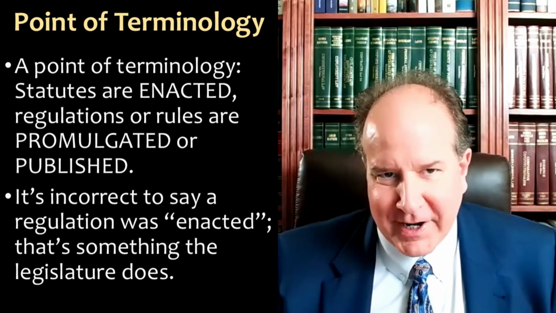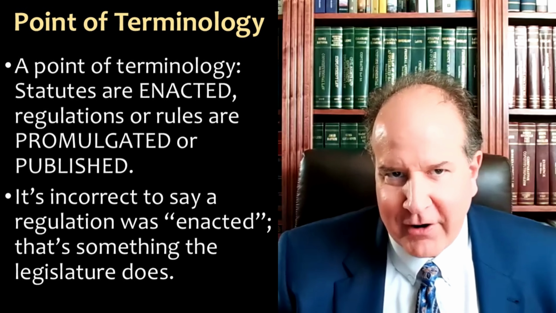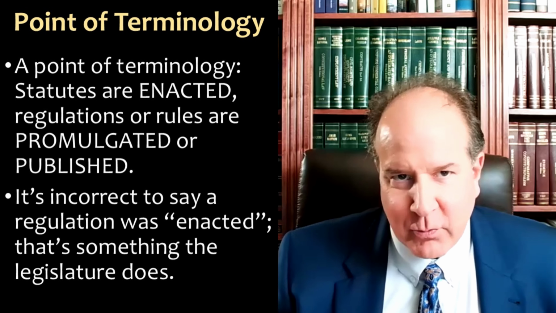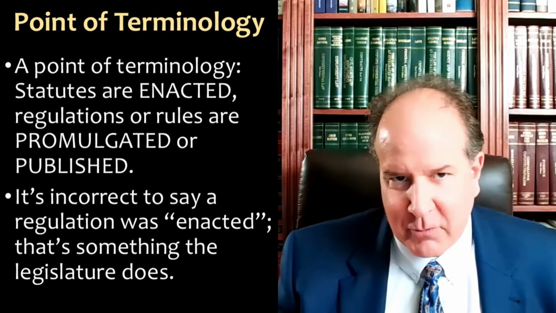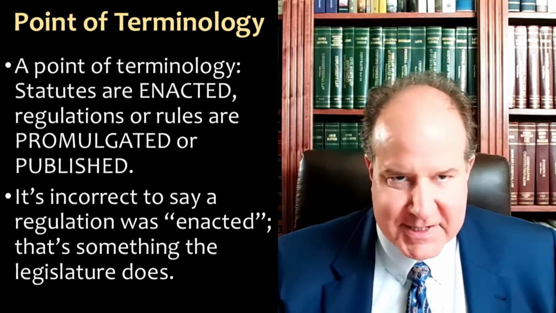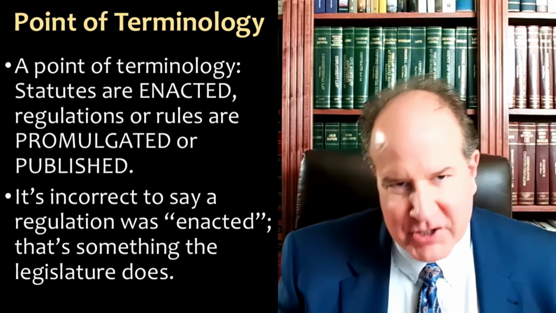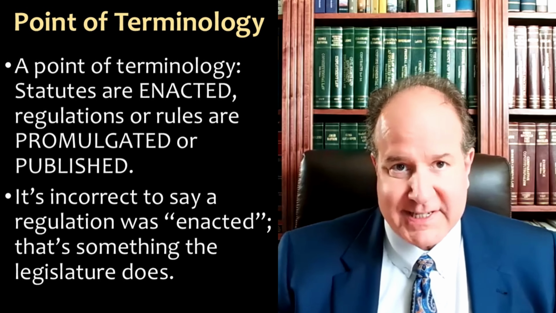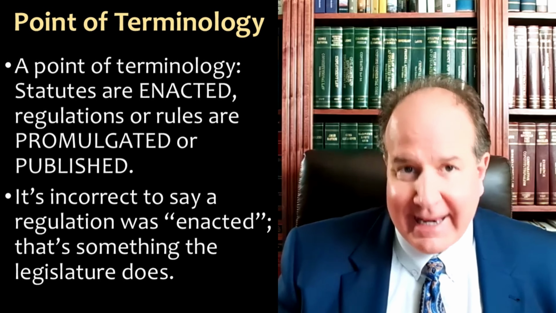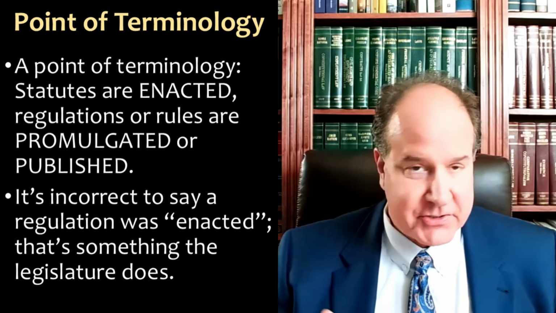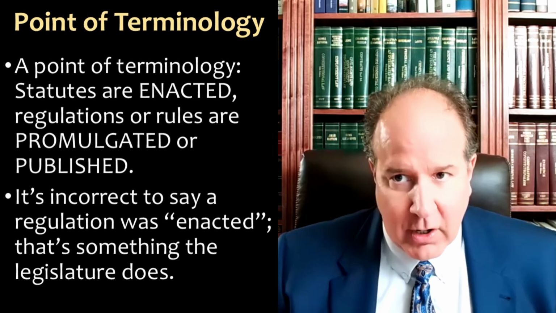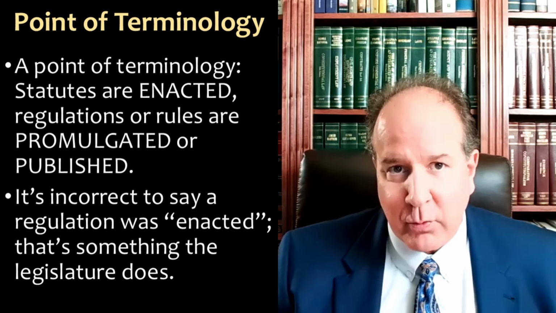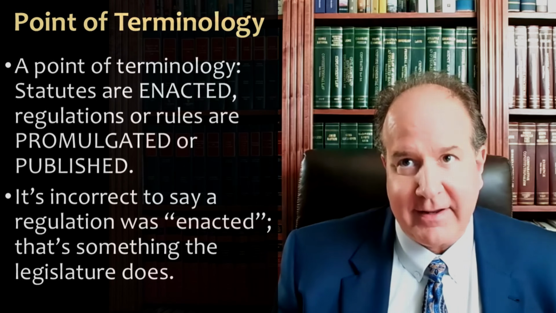A quick point of terminology. Statutes are enacted by Congress or the legislature, but regulations and rules are promulgated. That's the more precise legal term, or we may say published. So it's generally incorrect to say that a regulation or an agency rule was enacted by the agency. Enacting is something Congress does or the legislature does with laws. The agency will publish or promulgate a rule or a regulation.